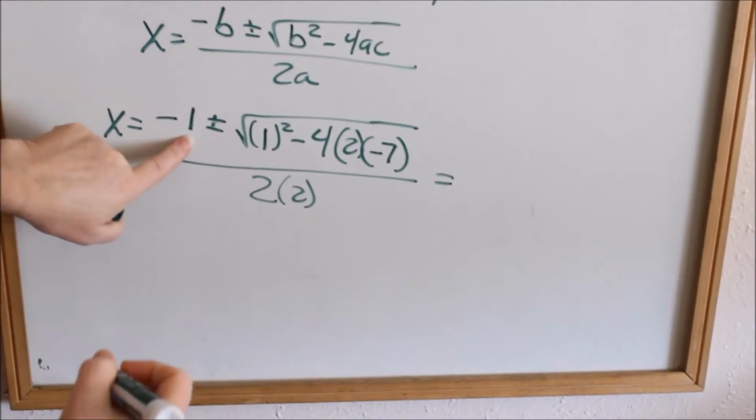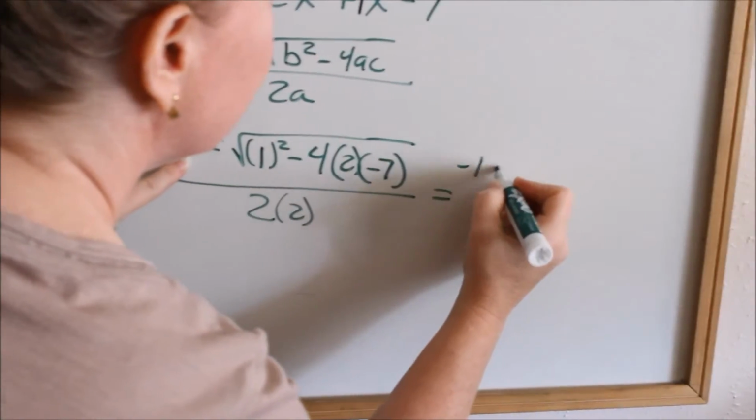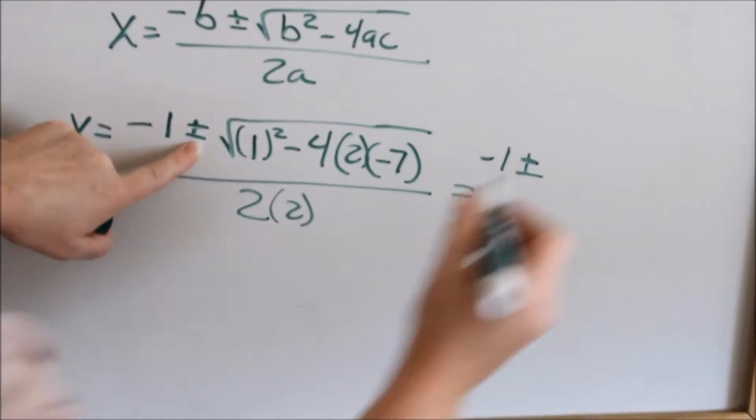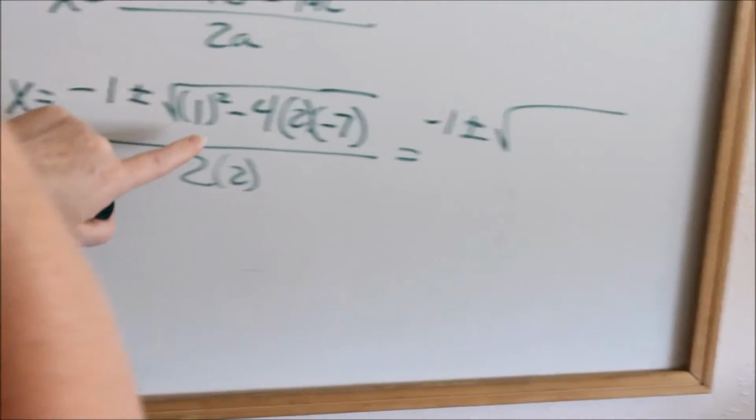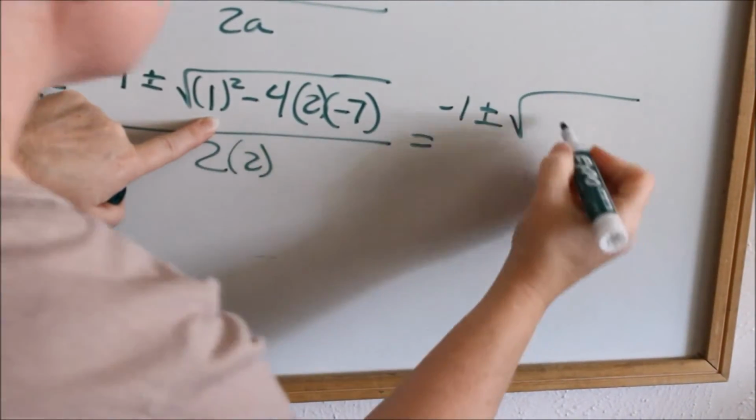Okay? Next step. There's nothing to simplify with that negative 1. So negative 1 plus or minus. I'm going to simplify everything under that radical. 1 squared is just 1.